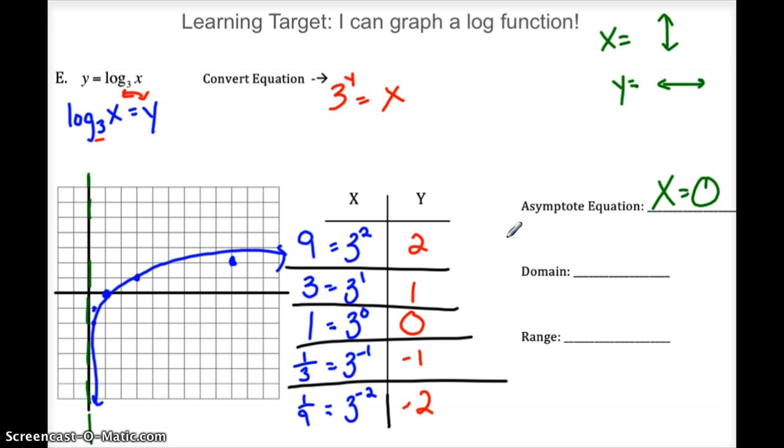Since we've hit this wall, that affects my domain, because to the left it appears like I start at 0, but I know I never quite get there, so we're going to use a parenthesis instead of a bracket on that 0. Then to the right, I don't know where it ends. And for this graph's range, I don't know its lowest point, nor do I know its highest point. So the range is negative infinity to infinity. Okay, and that's all it is for logs.